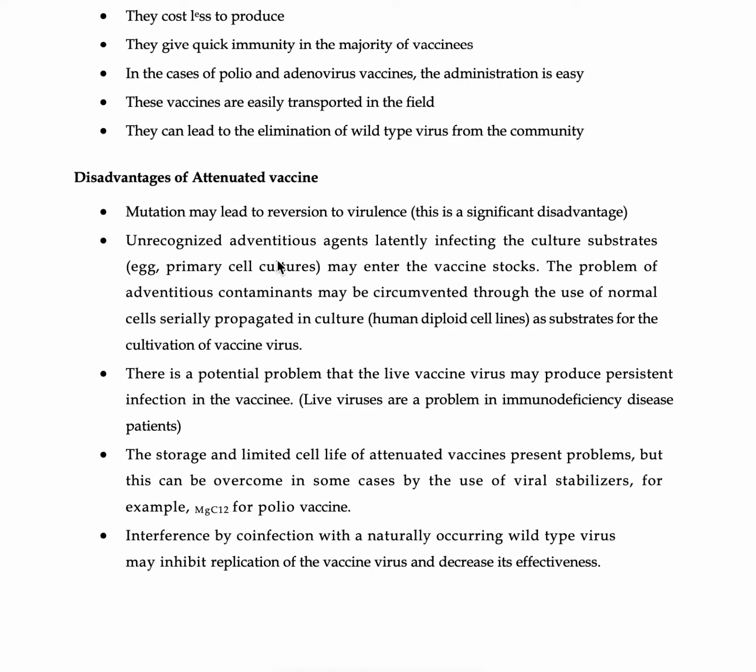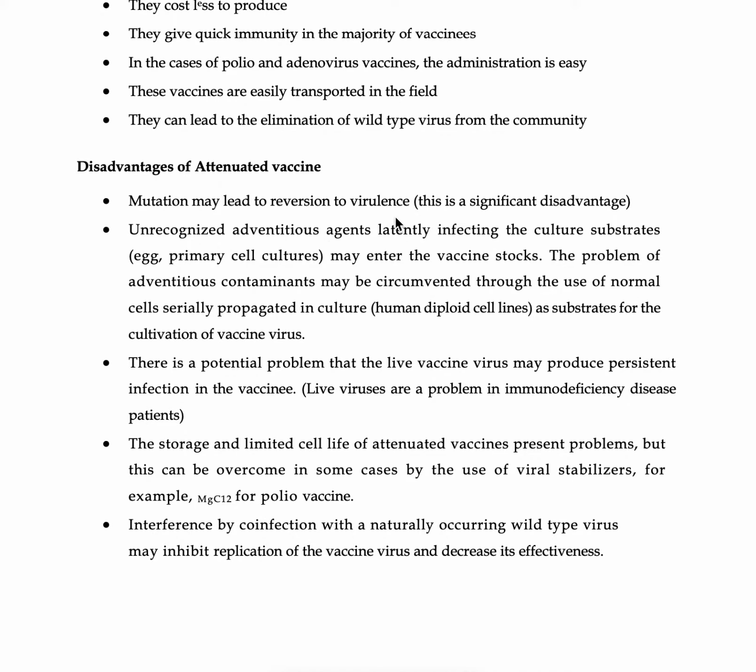Unrecognized adventitious agents latently infecting the culture substrates. For example, primary cell culture may enter the vaccine stocks. The problem of adventitious contaminants may be circumvented through the use of normal cells serially propagated in culture as substrate for the cultivation of vaccine virus. So what this means is, if we want to make a live attenuated virus vaccine, we have to culture them, right? They are live, so we need to culture them. And for virus, we need to use cell culture.